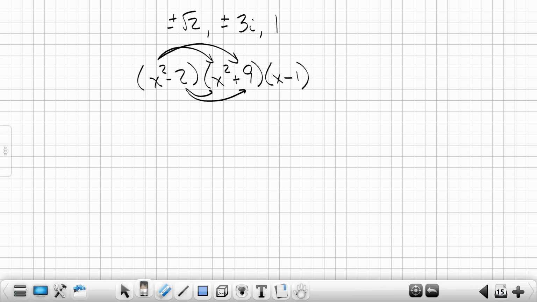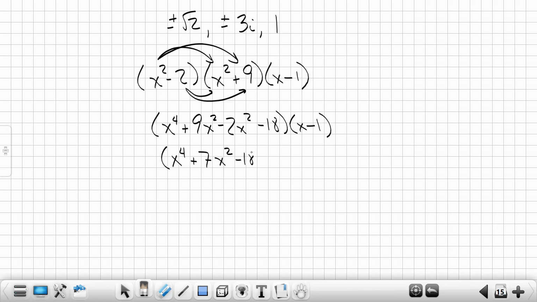So x squared times x squared is x to the 4th. X squared times 9 is 9x squared, minus 2x squared, minus 18, times x minus 1. Combine like terms. Oh, this had a squared on it, sorry. So the issue was, when she went and distributed the left to the right side, she distributed wrong. You just have to watch yourself. As long as you make sure you distribute correctly, you can do it this way. You can work from the left to the right.